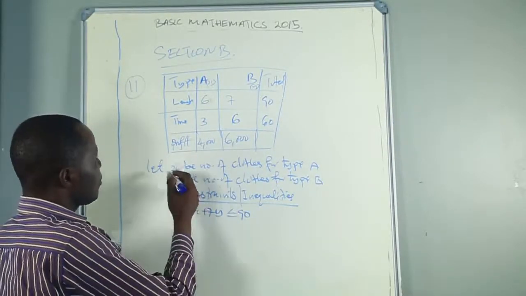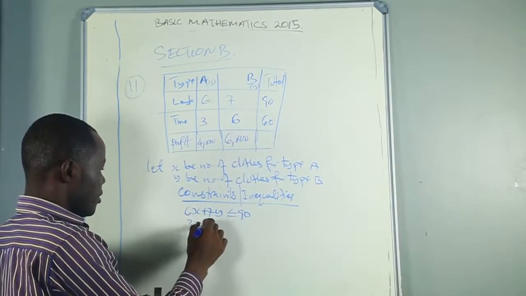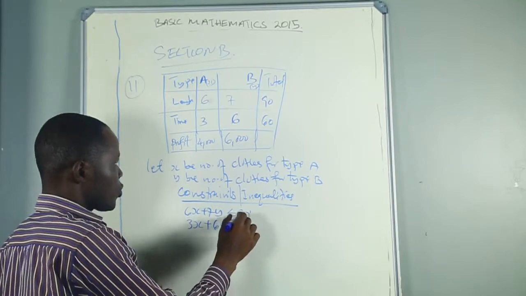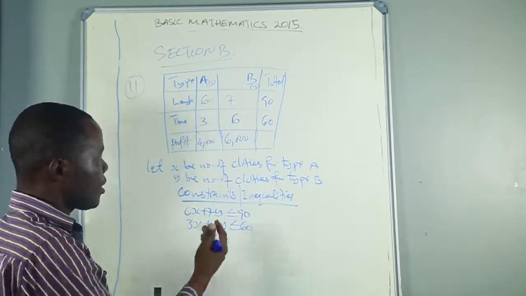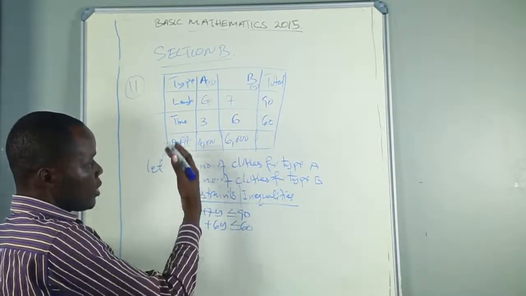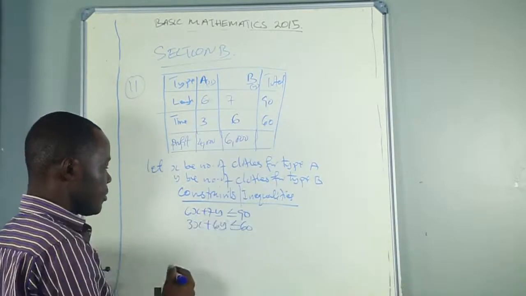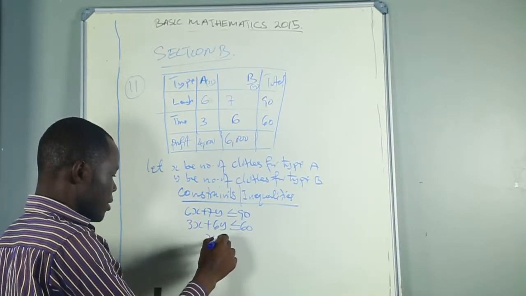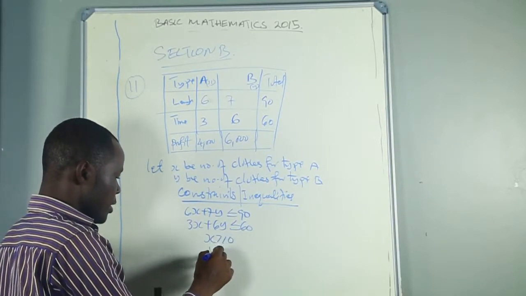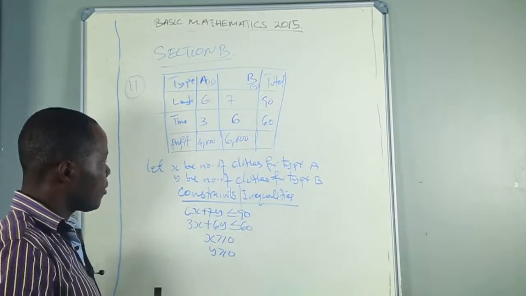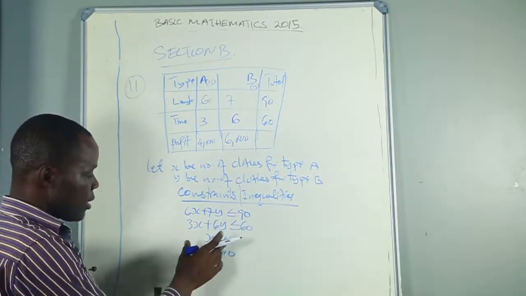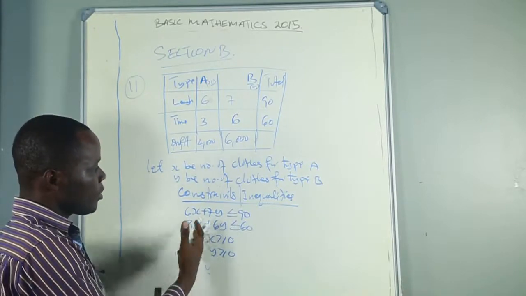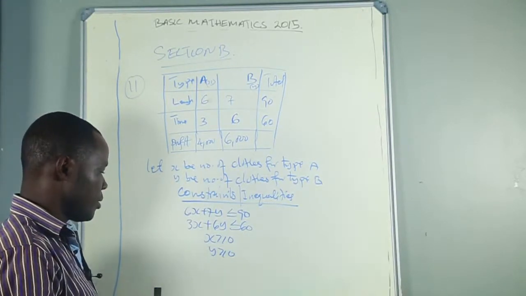And the second one is 3X plus 6Y, less than or equal to 60. Total time is 60. We cannot use more than 60 hours. We can use 60 or less than 60. Then the non-negative conditions: X is greater than or equal to 0 and Y is greater than or equal to 0. The number of clothes cannot be negative, but it can be 0, the same for type A and type B.